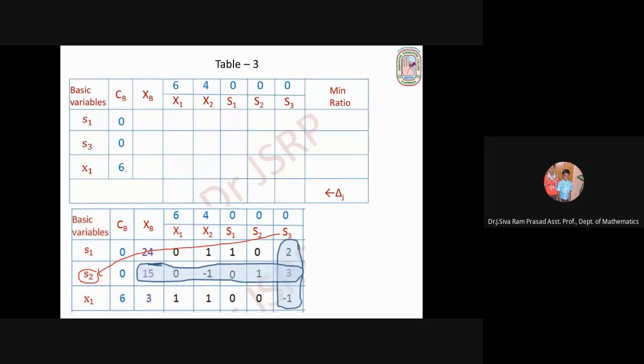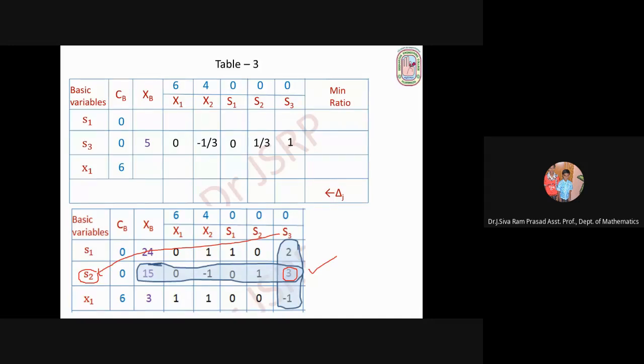What do you have to do to fill the new table? First step, divide the pivot row by the pivot element. The pivot element here is 3. So divide the second row by 3 and write in the second row here. So 15 by 3 is 5, 0 by 3 is 0, minus 1 by 3, 0 by 3 is 0, 1 by 3, and 3 by 3 is 1. First divide the pivot row by the pivot element, that is 3, and write in the second row.